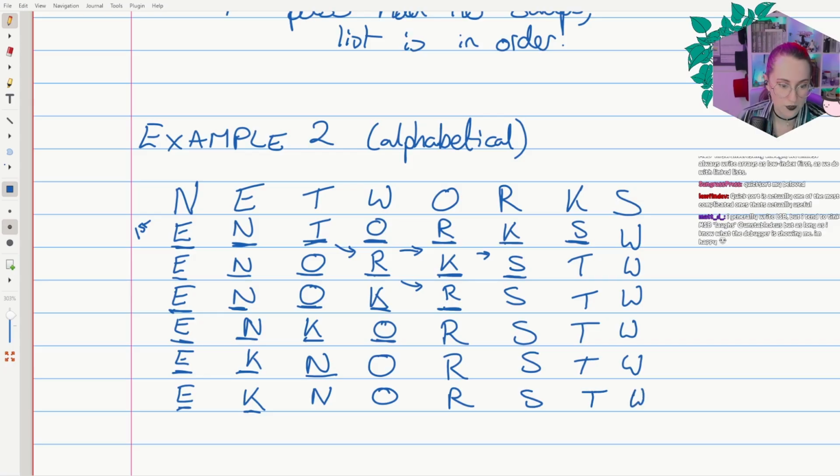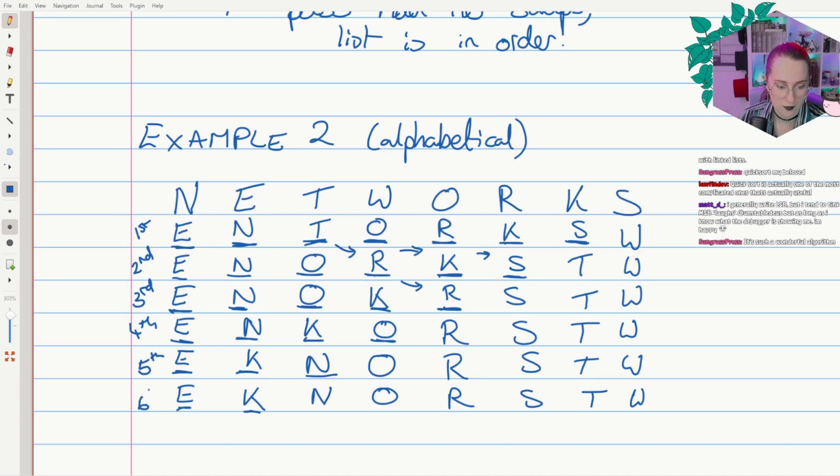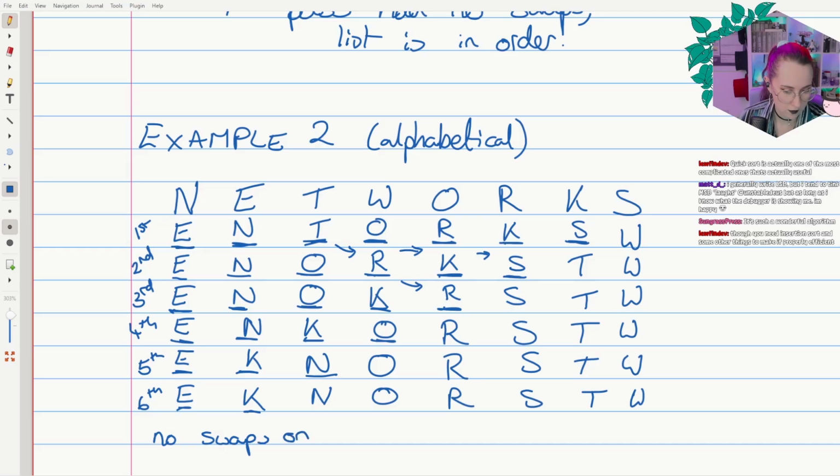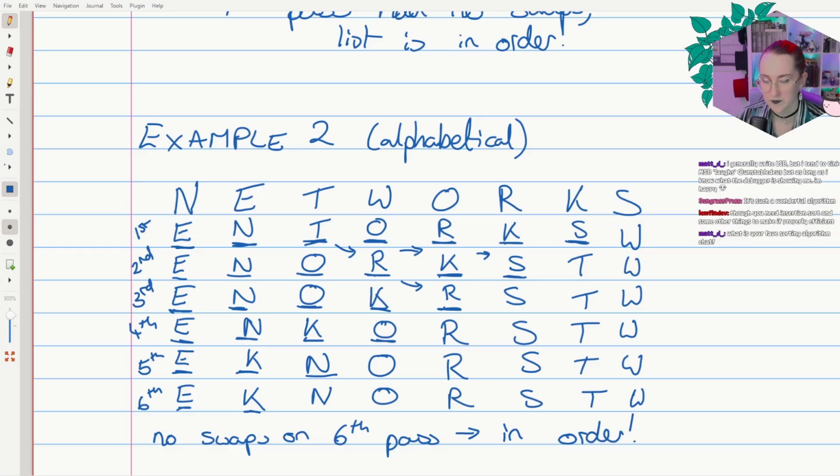Now there were no swaps, so that was second, third, fourth, fifth, sixth. No swaps on the sixth pass, so the list is in order. Ta-da!